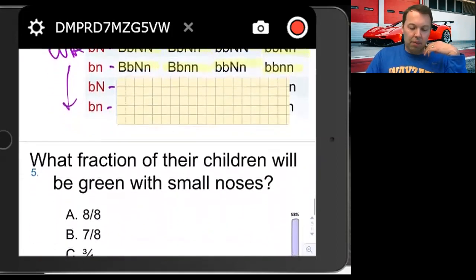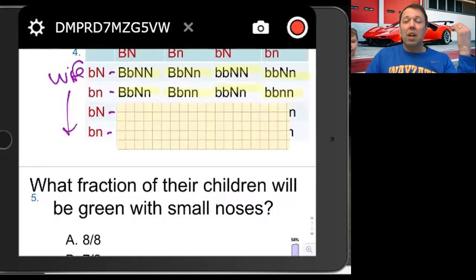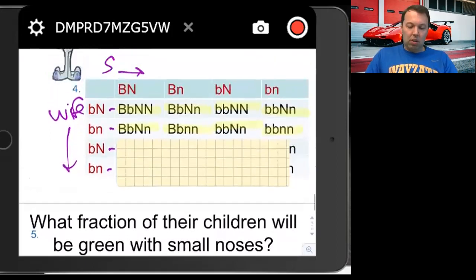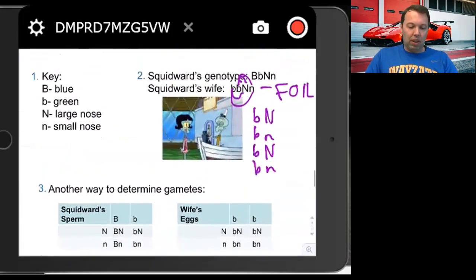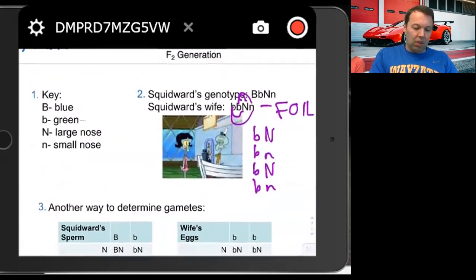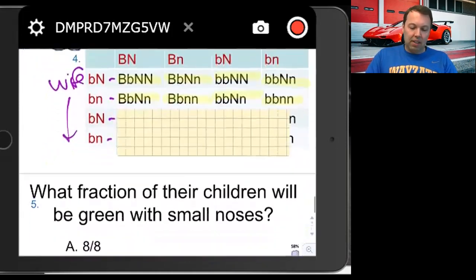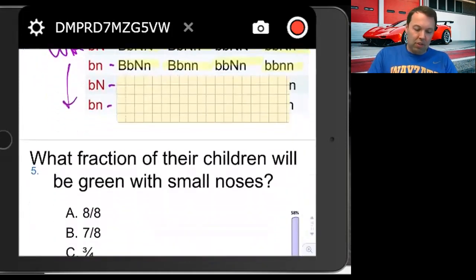All right, now for step 5, we don't even need to find all of the genotypes, it's asking just what fraction of the genotypes would have green with small noses? So let's go back to our coding. What is the letter for green? If we look here, green is little b. So what's the only way we can have little b's? Since it's a recessive trait, you're going to have to have 2 little b's. So this question is asking us, how many of the children have little b? And then small noses. Do you remember, was that dominant or recessive?